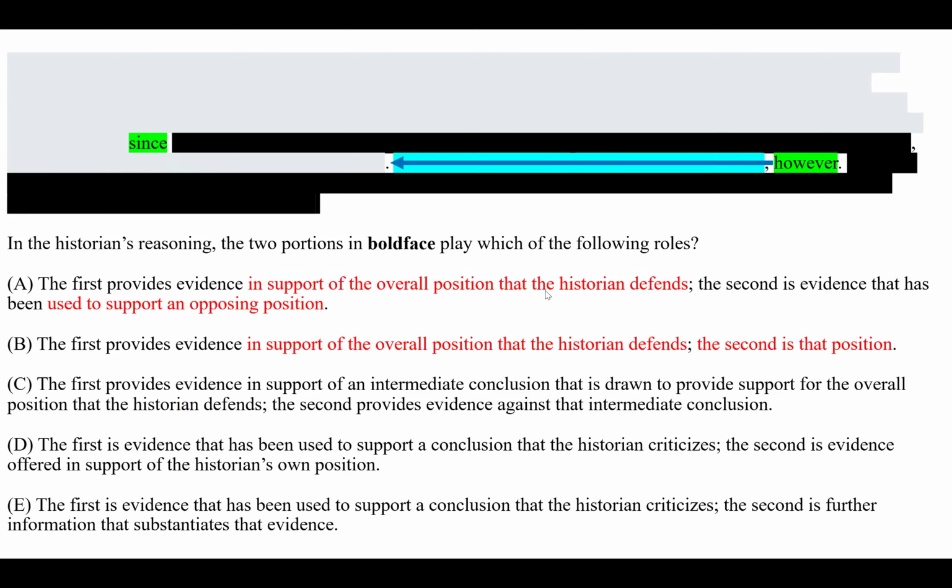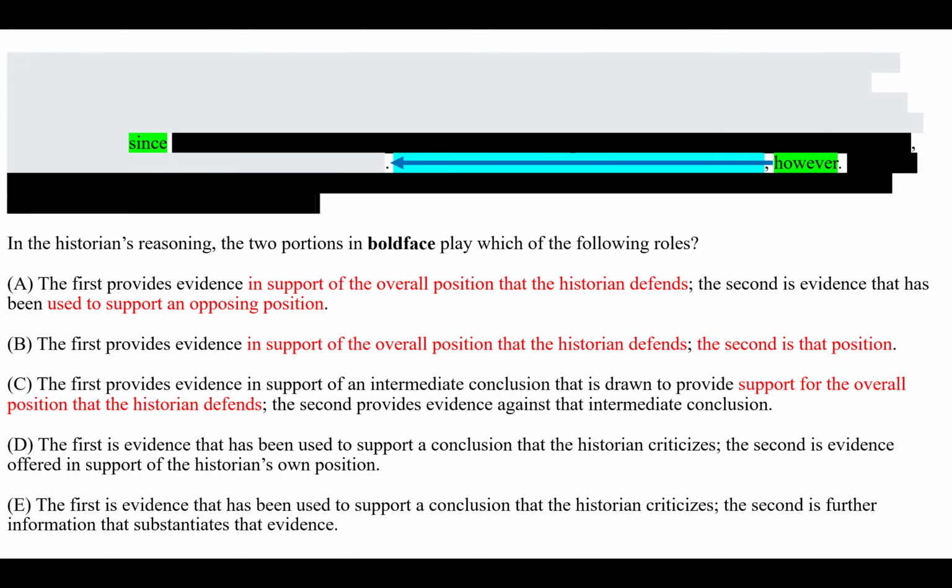The second provides evidence against that intermediate conclusion. That could work. I mean, it is evidence against whatever the first bullet is doing, but I'm already dead, so it doesn't really matter. The first part of C is unacceptable. Okay, D. The first is evidence that's been used to support a conclusion that the historian criticizes.